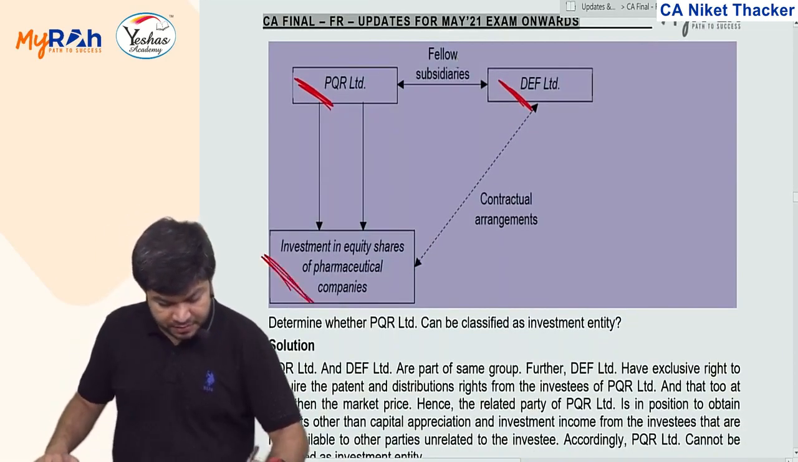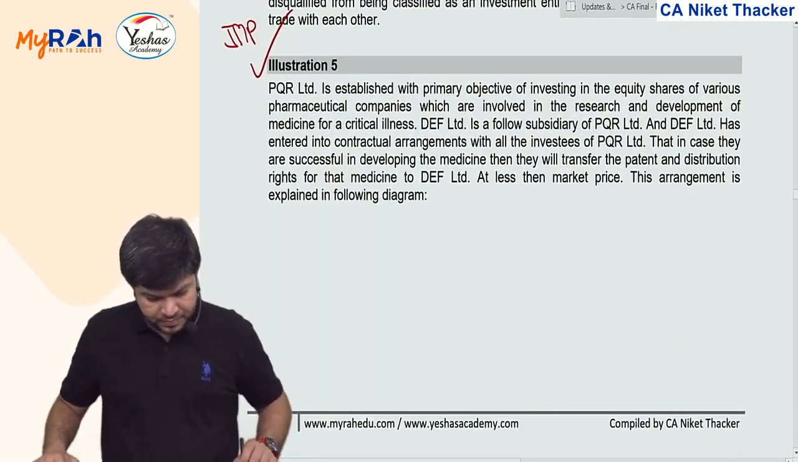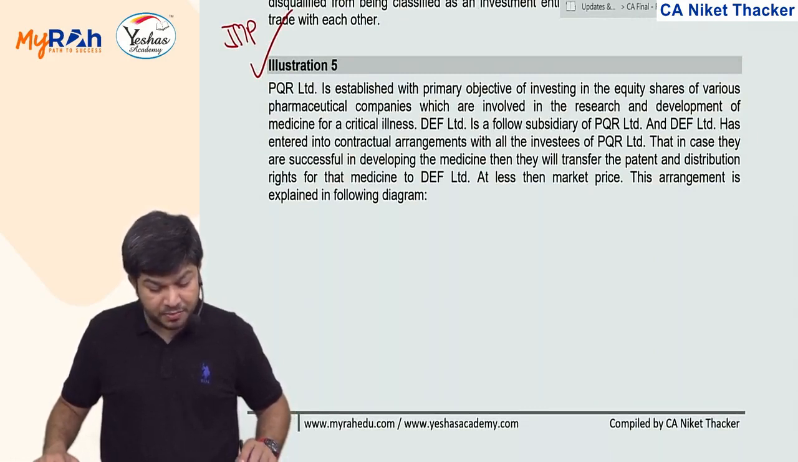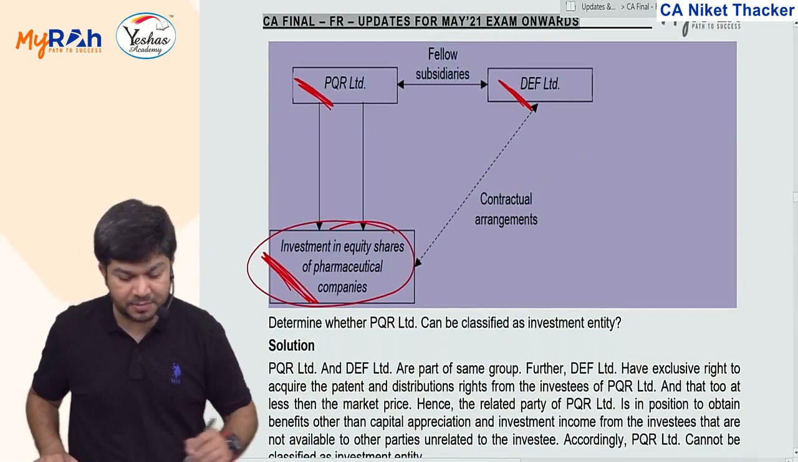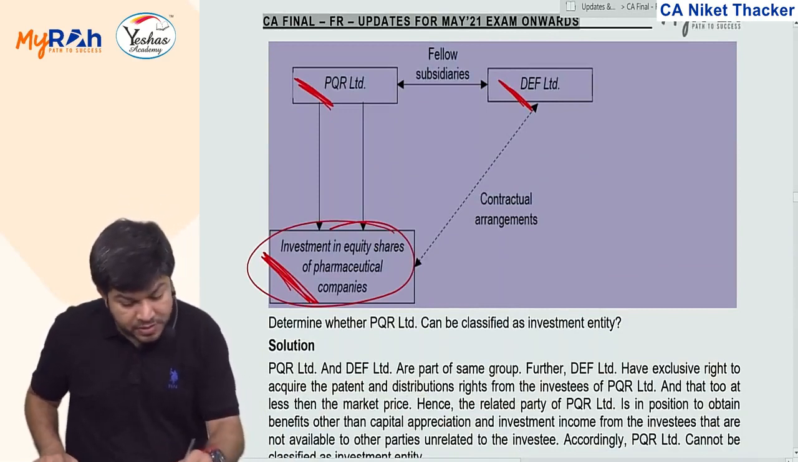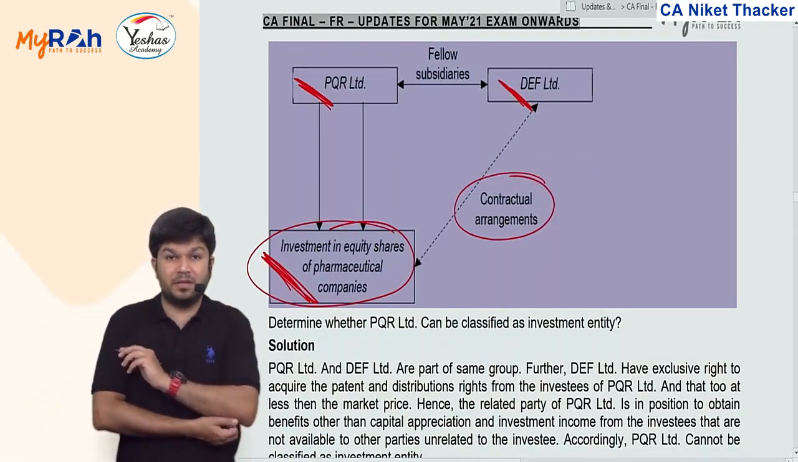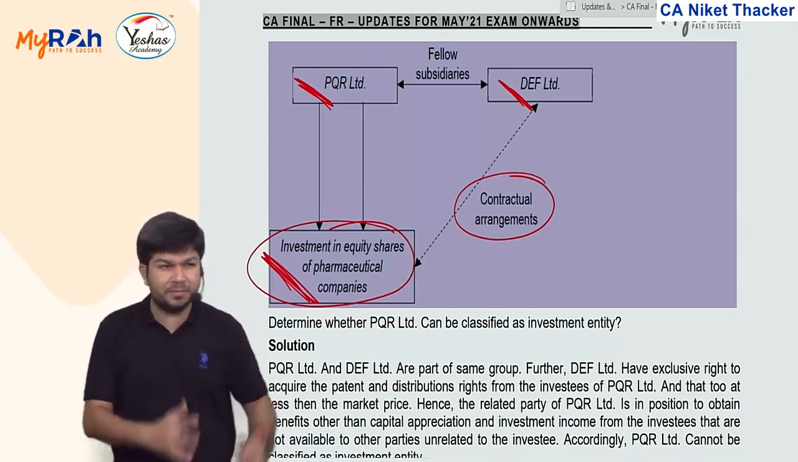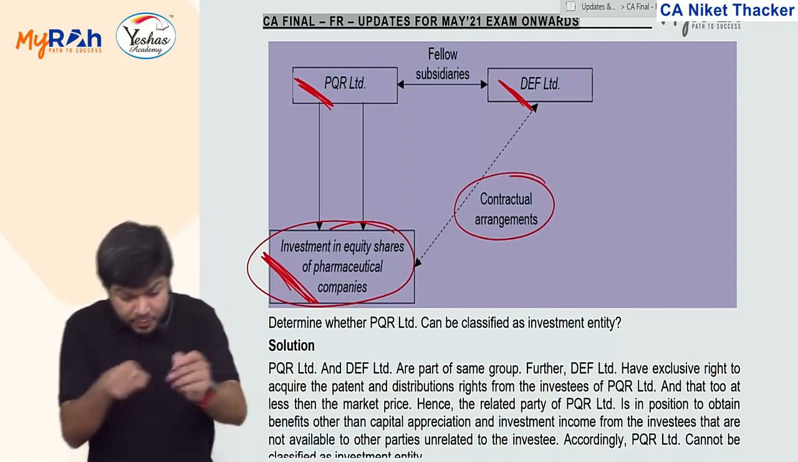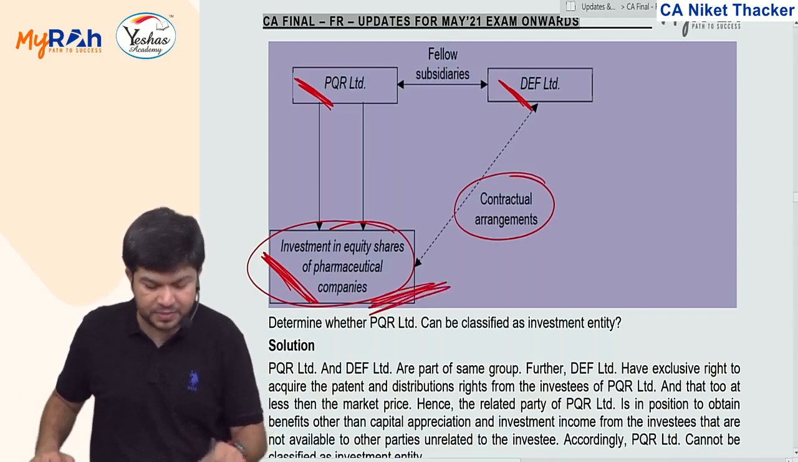PQR does investment in pharma. And DF has entered into a contractual arrangement with all investees of PQR. PQR does investment in some research companies, and the fellow subsidiary of PQR has done a contractual arrangement with all of them. PQR has invested in equity shares of pharma companies doing research, and the fellow subsidiary has entered into a contractual arrangement to use their research.